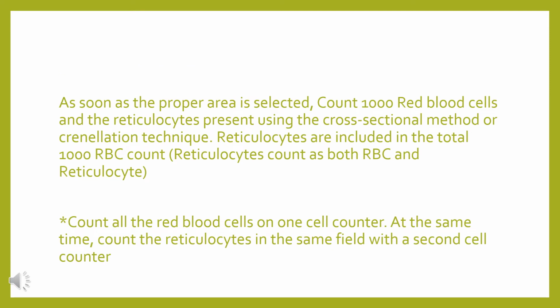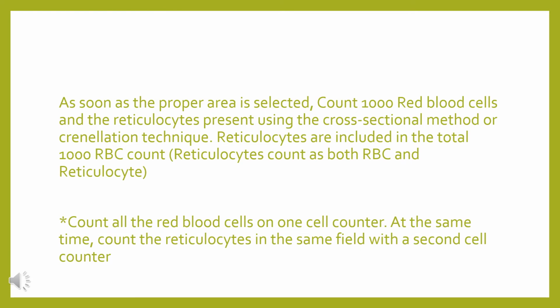Now after it dries and as soon as the proper area is selected, so what's the proper area or what is the proper objective that we use? We use your OIO. So you count 1,000 red blood cells and the reticulocytes present using the cross-sectional method or the crenellation technique. So the reticulocytes are included in the total 1,000 RBC count.